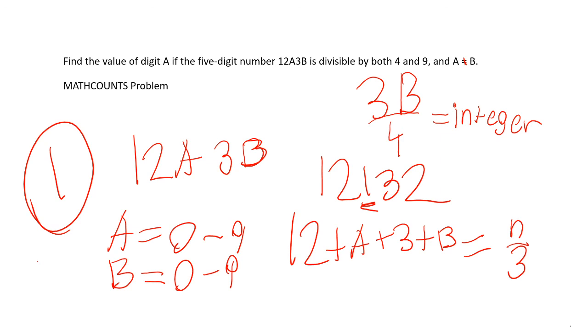Like in this case, we have 12,132. So it works out. That means the value of B is going to be 2. And that makes sense since 1 plus 2 is 3, and 3 is divisible by 3.